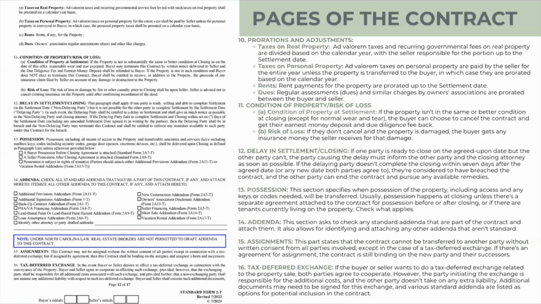Tax-deferred exchange. If the buyer or seller wants to do a tax-deferred exchange related to the property sale, both parties agree to cooperate. However, the party initiating the exchange is responsible for the additional costs, and the other party doesn't take on any extra liability. Additional documents may need to be signed for this exchange, and various standard addenda are listed as options for potential inclusion in the contract.